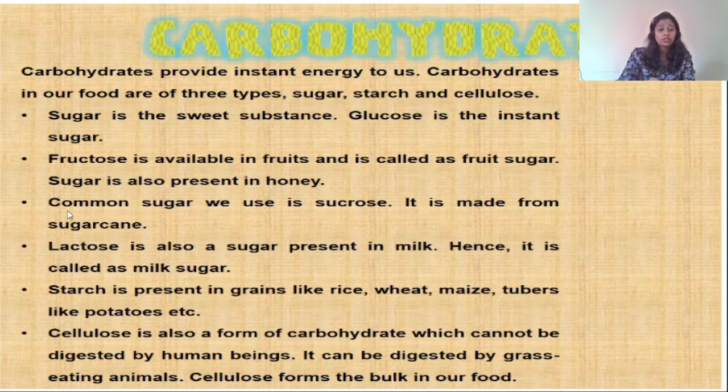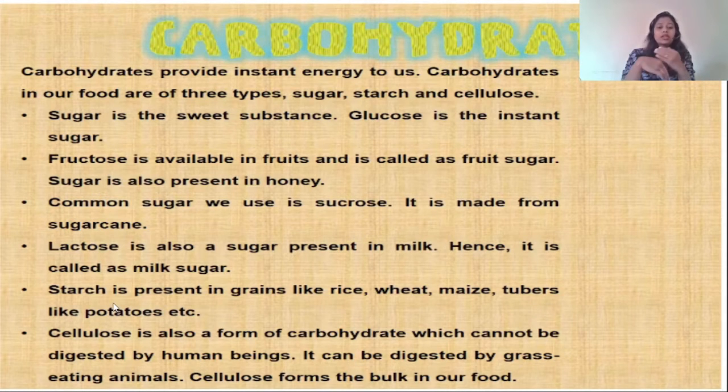Now let's talk about our third sugar, which is our common sugar. The common sugar we use is sucrose. Every day we make tea and juices by adding sugar, right? That is sucrose, and it is made from sugar cane. Then the fourth type of sugar is lactose. We all love to drink milk, and milk contains plenty of sugar, which is called lactose. This lactose is a sugar present in milk, hence it is called milk sugar.